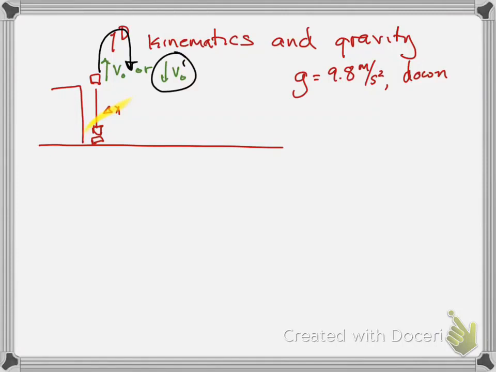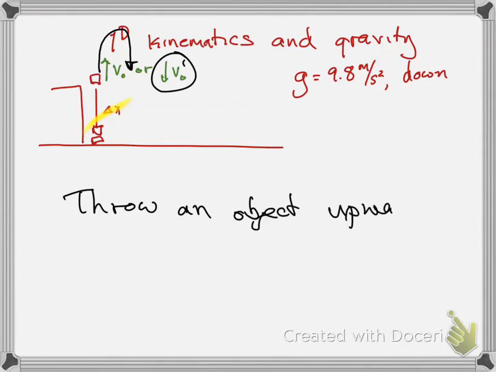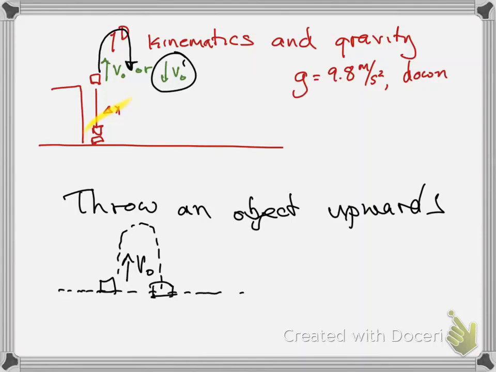So let's say that I throw an object upwards. From some starting point, it's got some upward velocity V0. It goes up, comes back down. In one dimension, it would come back down in exactly the same place. I'm just drawing it in two dimensions to be able to differentiate between the two. And we want to know what happens when it gets back to the same position. What is its velocity in the downward direction?